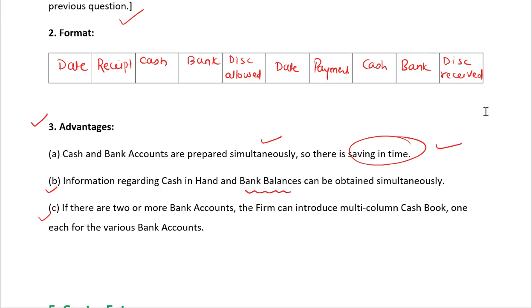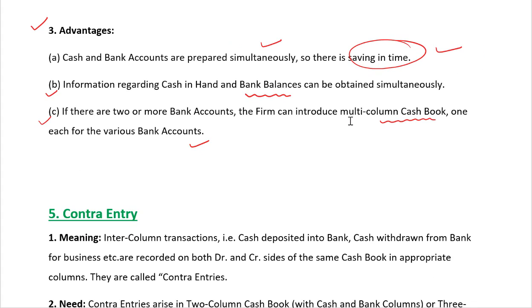If there are two or more bank accounts, the firms can introduce multiple columns in the cash book, one each for various bank accounts. Students, I will try to make you understand this point. Triple column cash book means there would be a column of cash, a column of discount, and a column of bank. But if the company has three bank accounts, we have a column for bank 1, bank 2, and bank 3.